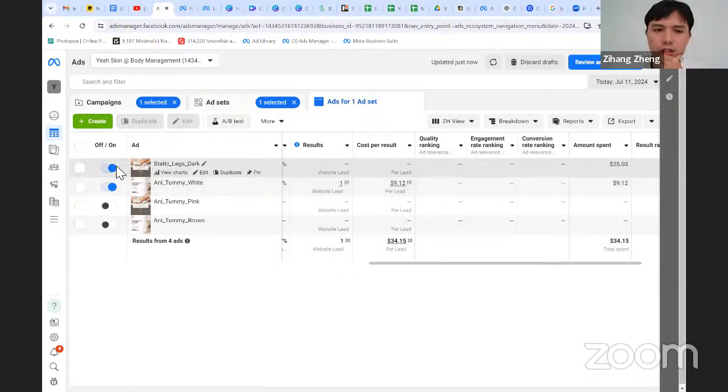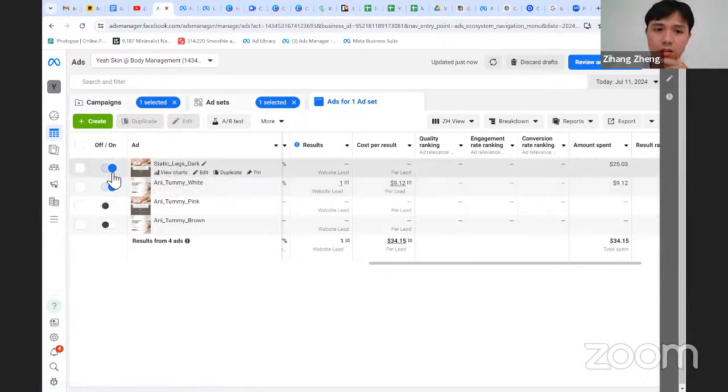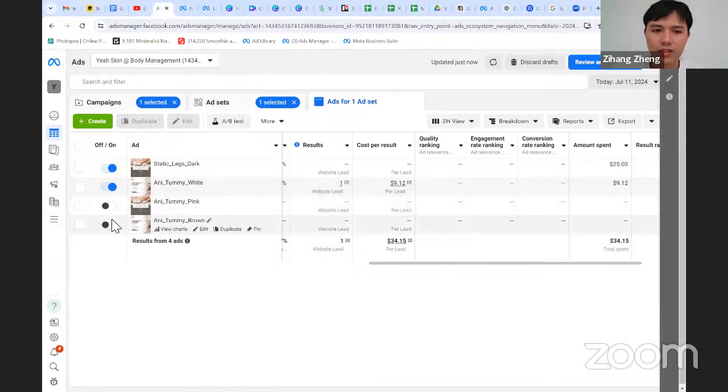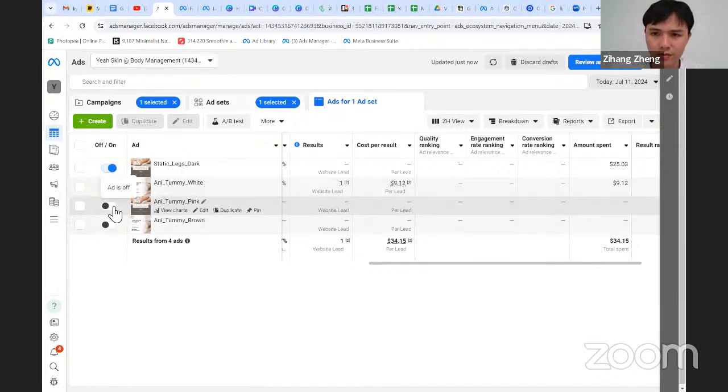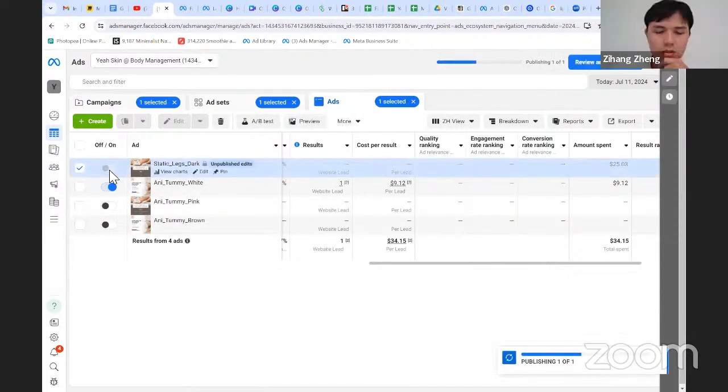I understand the logic. It makes sense. So in that case, I will shut off this one that's not doing well. The other one, which generated one lead for us at $9, I think we can continue to run. Then I have two more creatives. I will turn on one more so that we can test the other one as well. Yeah, sure. So I'll toss this one.